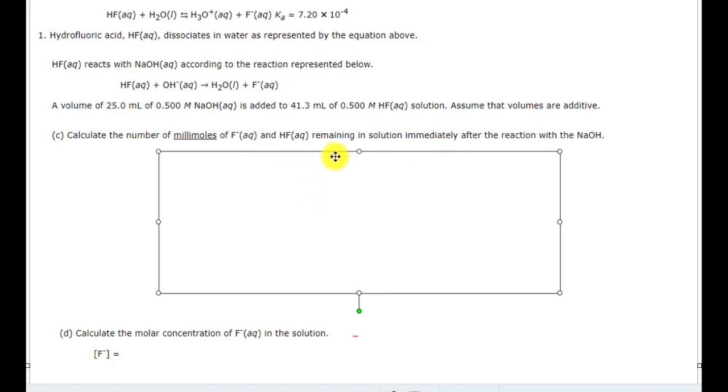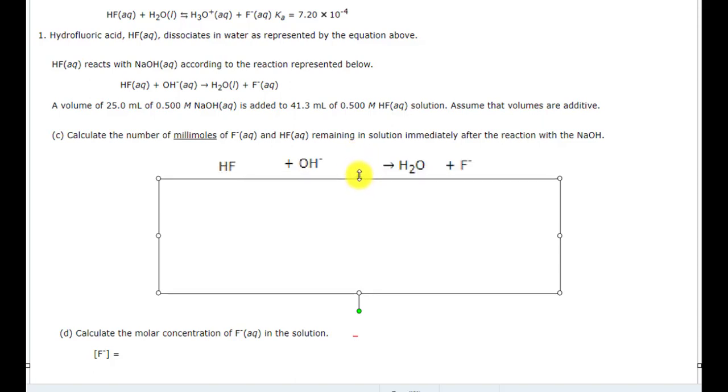So, okay, we've got a reaction. So, ice table time. You probably could do this in your head if you're really, really slick on it, but let's be careful and use the ice chart. We've got our HF. We've got our OH minus, our hydroxide. Forget about the sodiums. Those are spectators. Water is always going to be 55 molar. And there we've got our fluoride ions.